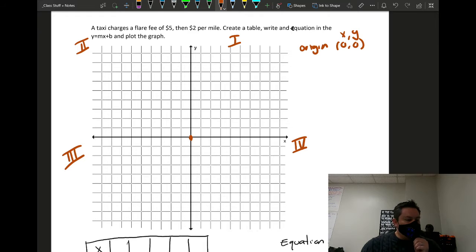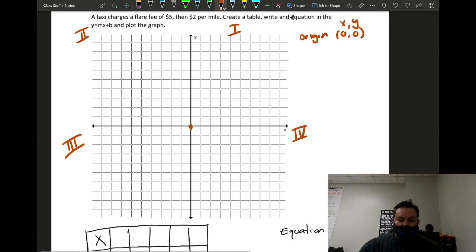Now, the first thing that we gotta do is read the question. It says a taxi charges a flat fee of $5, then $2 per mile. We're gonna create a table. Write the equation in the form of y equals mx plus b, and we're gonna plot a graph. So the first thing that we gotta do is write the equation in the form of y equals mx plus b. So let's go ahead and think about this.